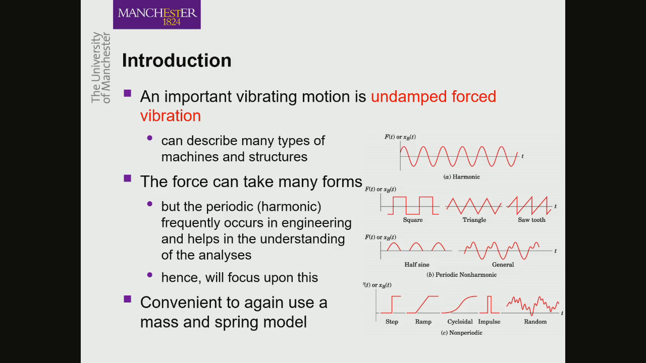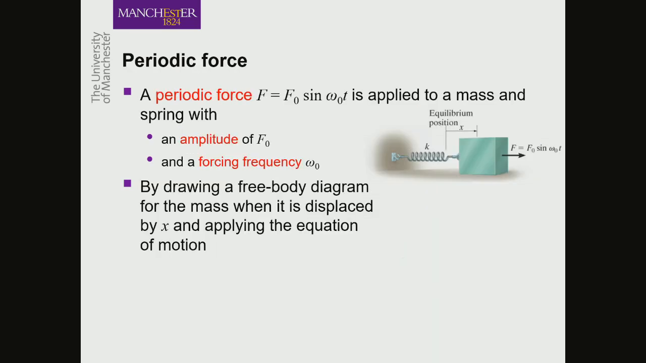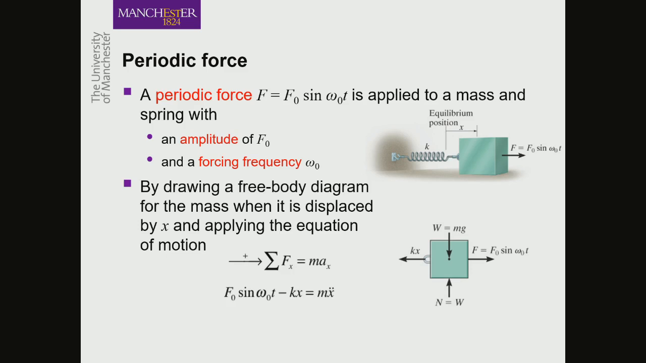And also, it is quite convenient to use a mass and spring model. You will be immediately able to see what is different than topic 1.1, undamped free vibration. In the previous case, we had a mass and spring, but we didn't have any external force. So the only difference from the previous system is the addition of this harmonic external force.